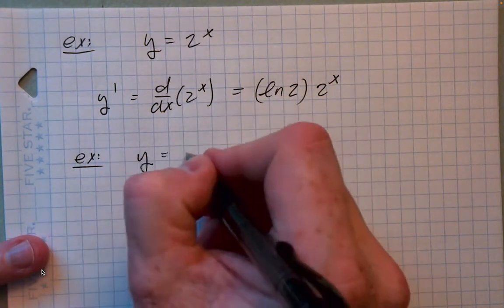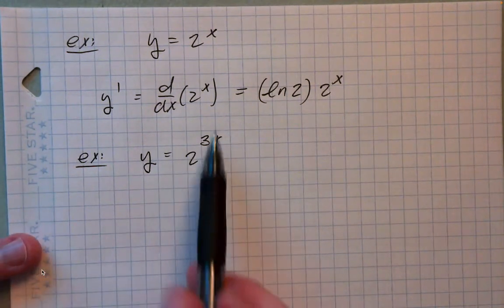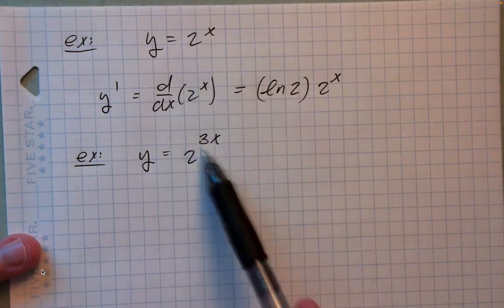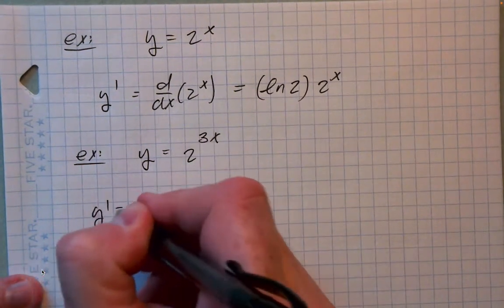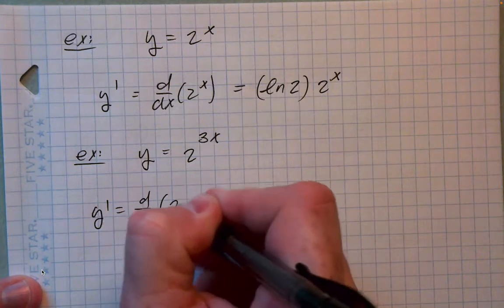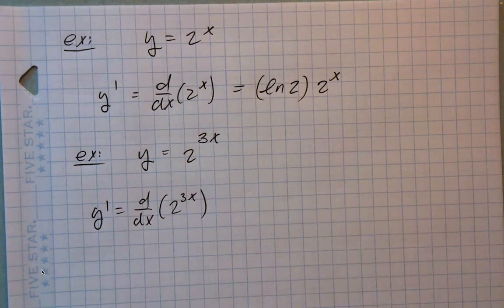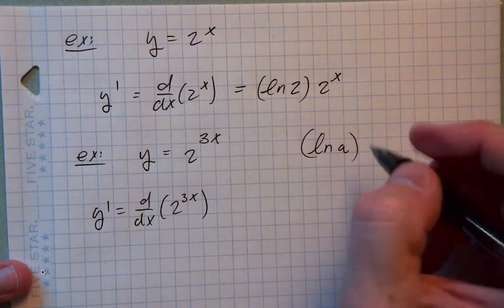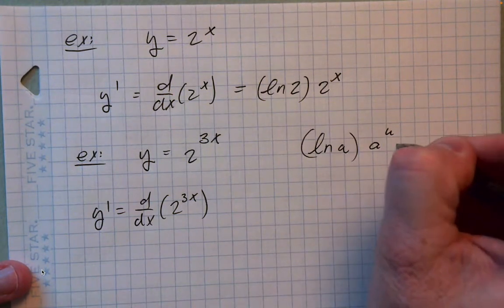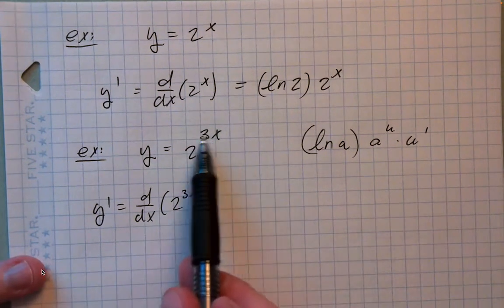y equals 2 to the 3x. So similar, obviously, but here it's not just x in the exponent, it's a u function. Again, y prime is d dx of 2 to the 3x. The form here would be the natural log of a times, let me write it down here, so we're looking for this form: natural log of a times a to the u times u prime. Our u is obviously 3x.